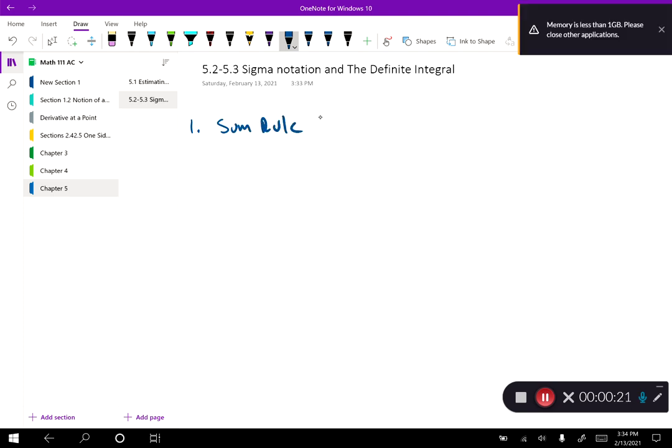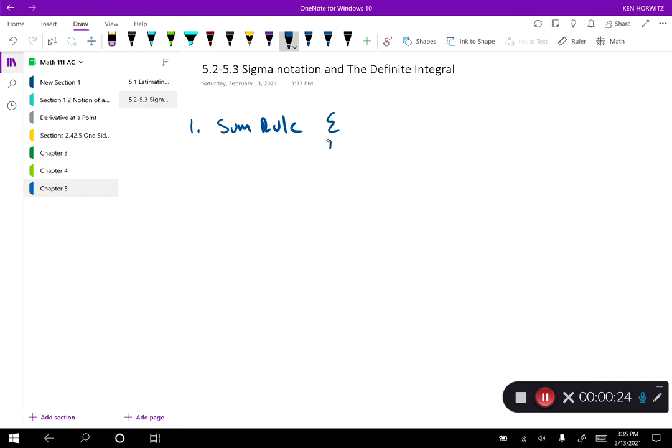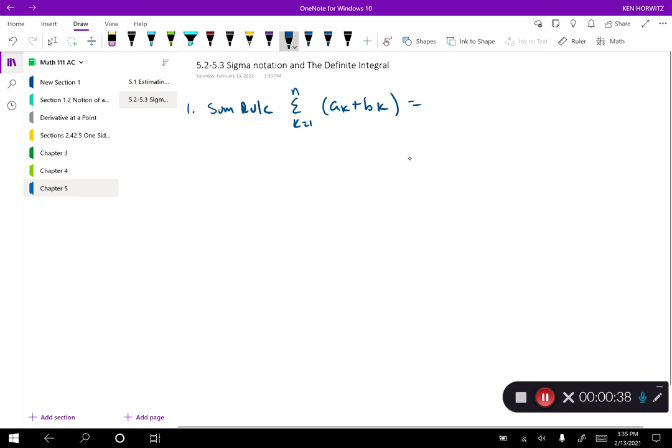And the sum rule says that if I have the sum k equaling 1 to n of (a k plus b k), I can split that up into the sum of a k plus the sum of b k. Now you might have thought that you could do this already, but I am confirming that this is legal to do. The difference rule is very similar.